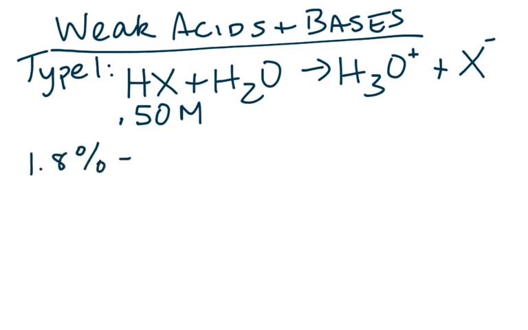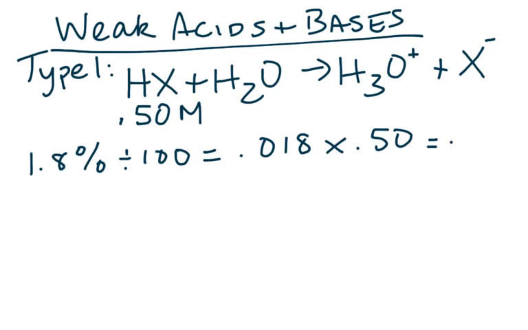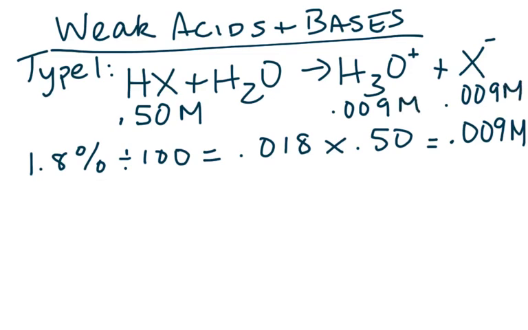1.8%, you divide it by 100 to make it a decimal, and you get 0.018. Now you take that number and you multiply it by the concentration in the question, which at this point is 0.50. When you do that, you get an answer of 0.009 molar. Now that is how much dissociates. So that's your H3O plus, and it also happens to be your X minus because they're both a 1-to-1 ratio.